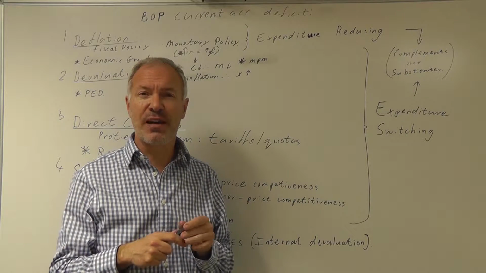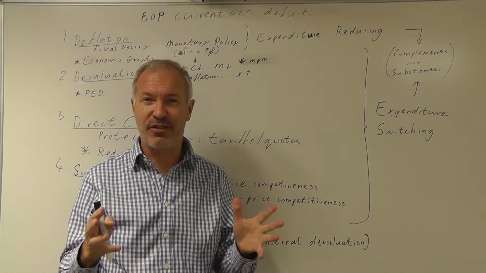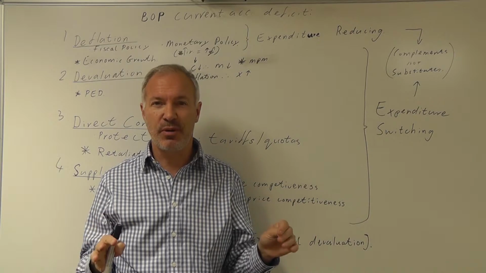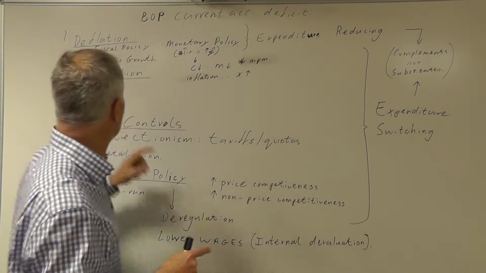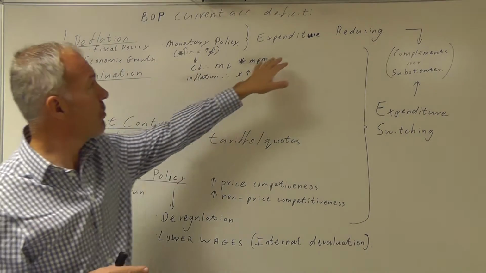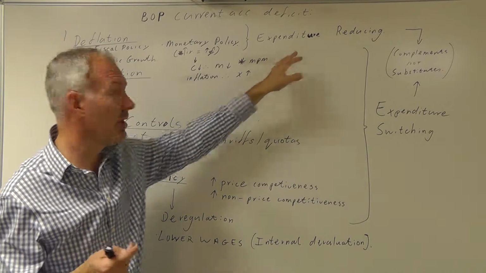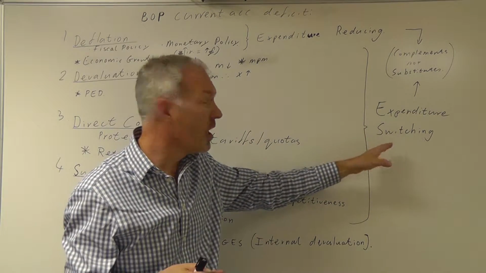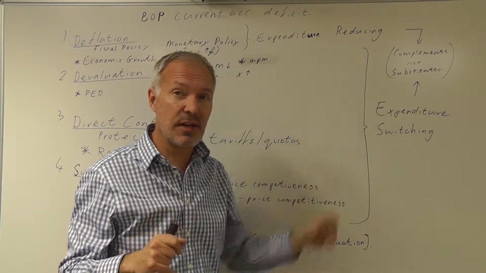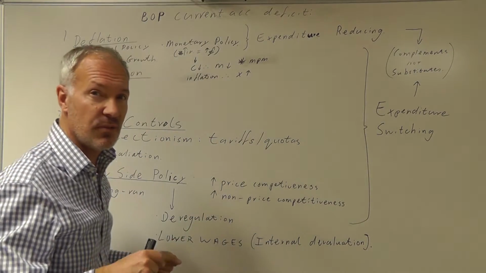So, if you've got a balance of payments current account deficit, how do you deal with the problem? Well, there are four key ways. The first way is what we call expenditure reducing. The other ways, 2, 3 and 4, are essentially expenditure switching, and that will become apparent as we go through the videos.